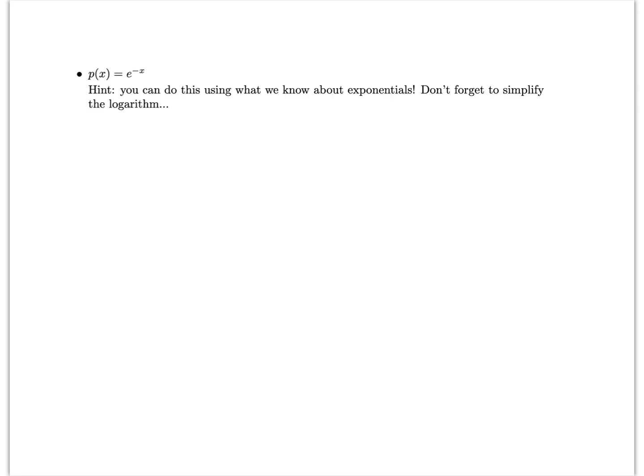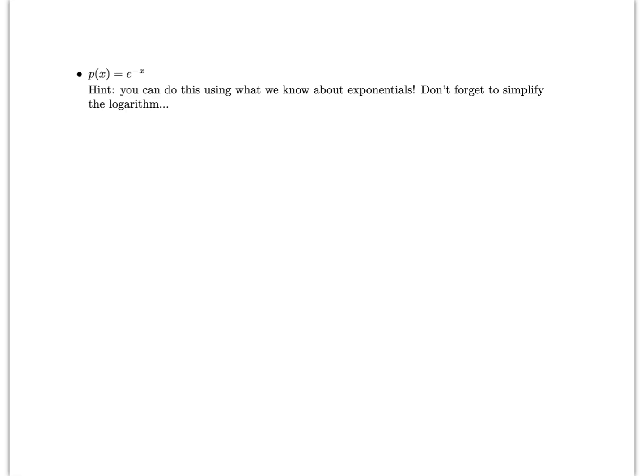p of x equals e to the negative x. Okay, so again, we have a formula to take the derivative of an exponential function, but it has to look like a to the x. It can't look like a to some stuff with x's in it. To apply the rule, it has to just be a to the x.